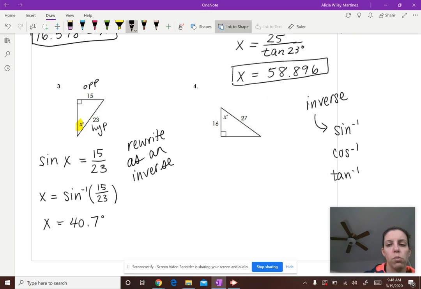I don't know why it keeps changing my zeros. It likes to change my zeros for me. So I'm going to fix that here.